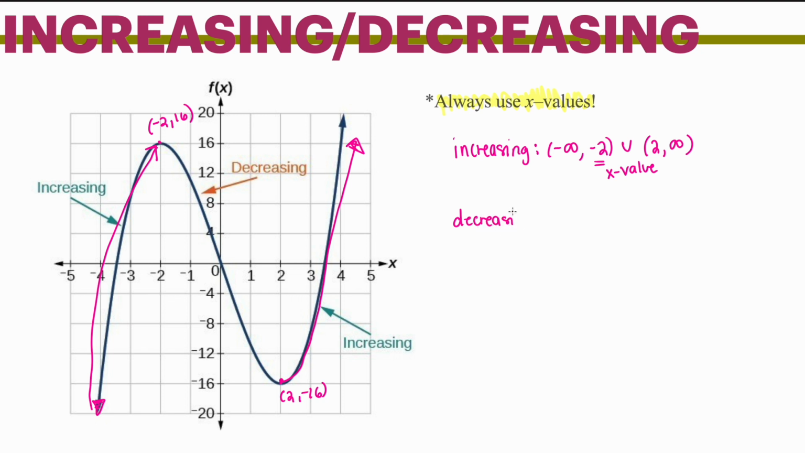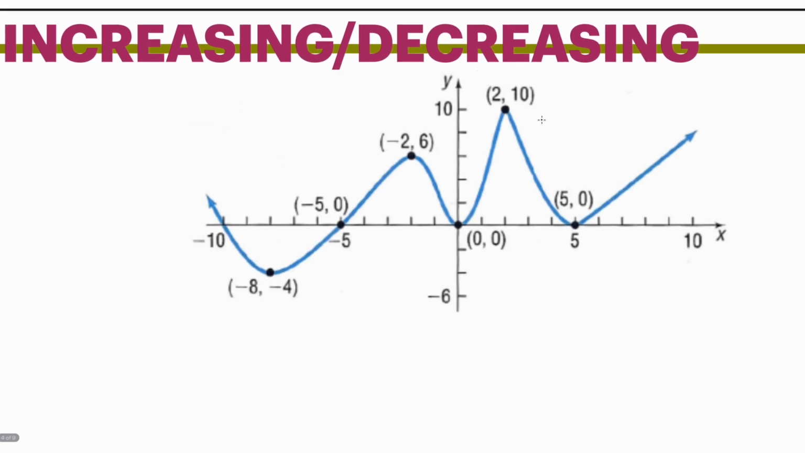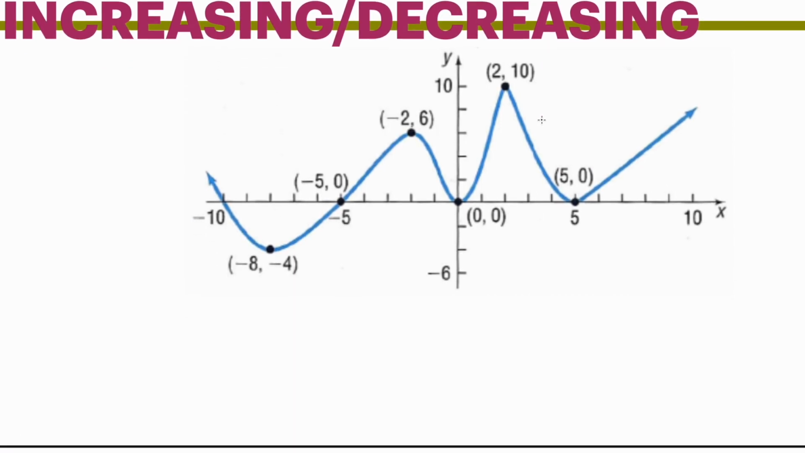Decreasing, again, we are looking for the x values. It is decreasing from this point down to this point. So it is from -2 to 2. Again, always use the x values when creating intervals of increasing and decreasing. So in this case, if you would like to pause the video and attempt to write out all the increasing and decreasing intervals, and then hit resume when you want to see the answer.